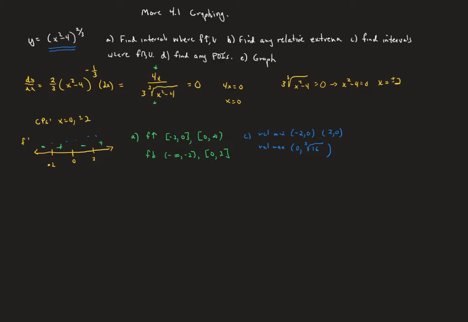So I guess that was part B. I wrote that as C, let me change that. This is part B. We have found the relative extrema. So we've gotten all the information we can from the first derivative, and we're going to move on to the second derivative.